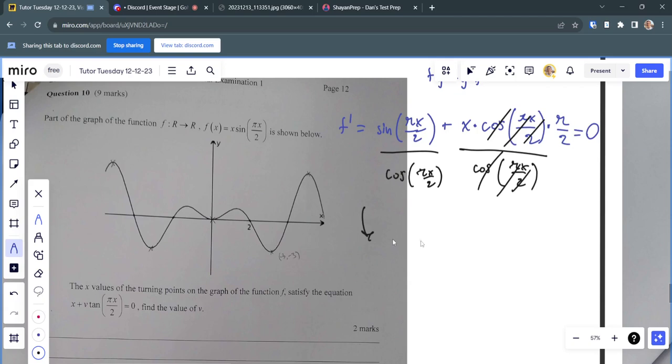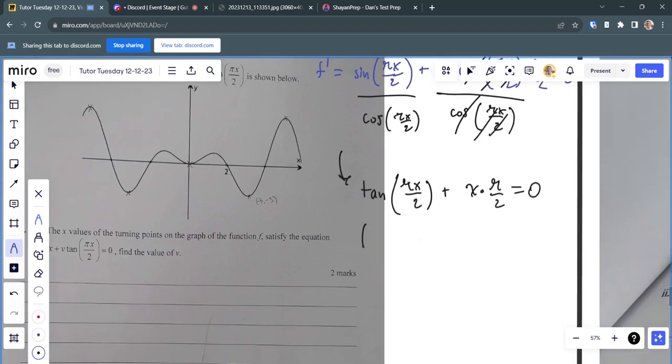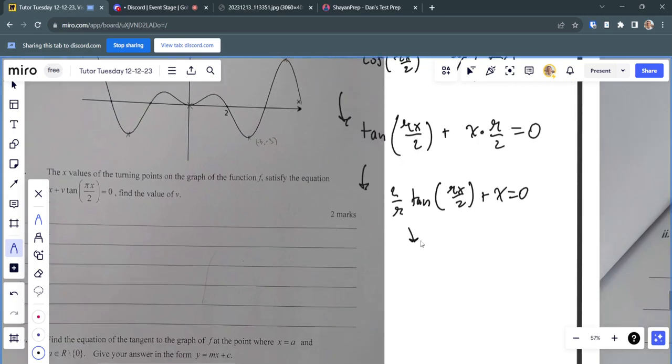So the function basically becomes tangent of pi x over 2 plus x times pi over 2 equal to 0. And if we multiply everything by 2 over pi to get it in that same form, then it'll be 2 over pi times tangent of pi x over 2 plus x equals 0. Or we just rewrite it as x plus 2 over pi tangent of pi x over 2 equals 0. So I think the value of nu should be equal to 2 over pi.